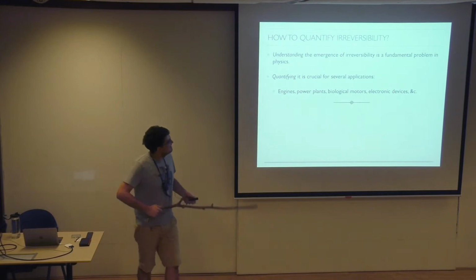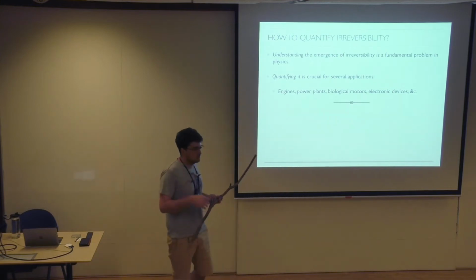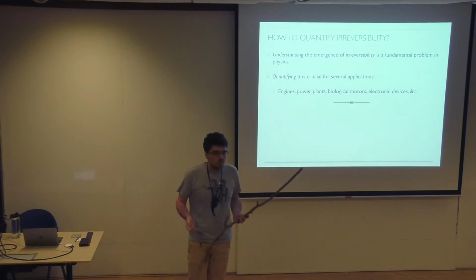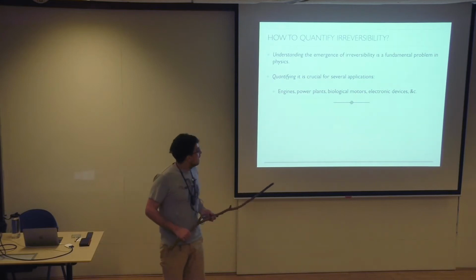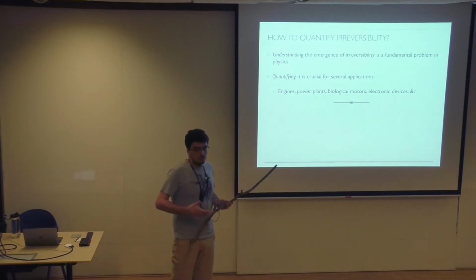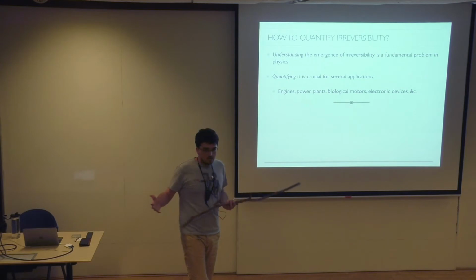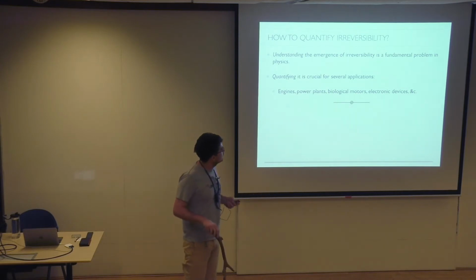Okay, now it's better. So this notion of irreversibility is very important, both from a fundamental as well as from an applied point of view. It really touches on some deep questions about physics, but it also is crucial if you want to describe several applications from electronic devices to heat engines and so on. So how do you quantify irreversibility?